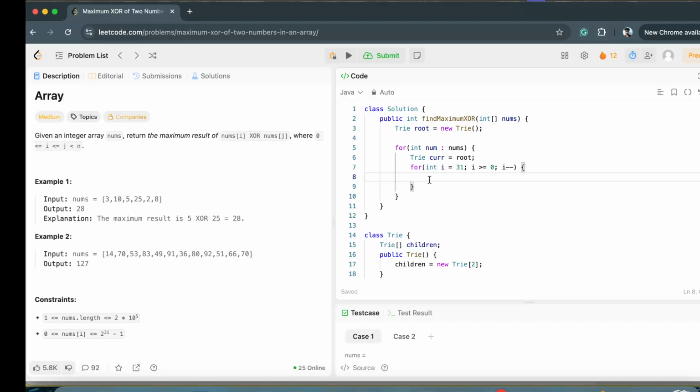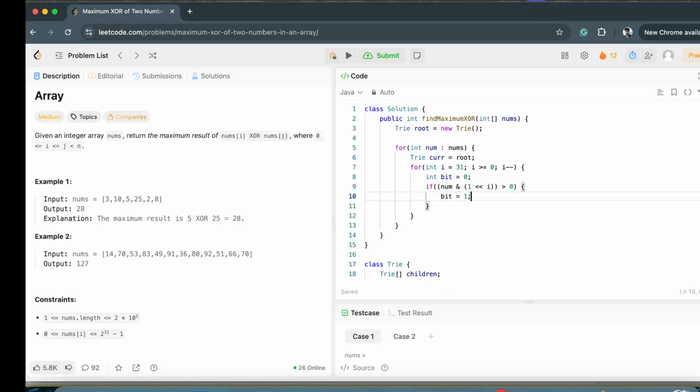Once we are done, we have to get the bit. Let me create a bit equal to 0. We check if num and one left shift of i, that many times we perform this operation, is greater than 0. If this particular value is greater than 0, we can say that particular bit is 1 in that num, correct?